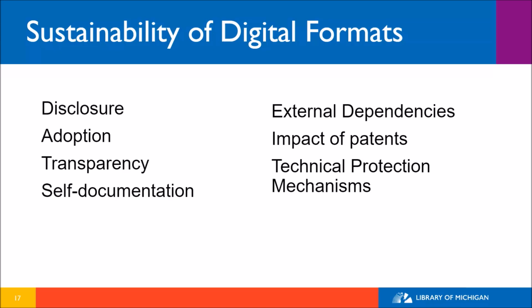The resource provides detailed information about hundreds of file formats and evaluates them on 7 factors: disclosure, adoption, transparency, self-documentation, external dependencies, impact of patents, and technical protection mechanisms. The Library of Congress also annually updates its recommended formats statement, which lists both preferred and acceptable file formats that they believe will best meet the needs of the library in its goal to provide access to the content into the future. Now, we're not going to dive into these resources, but if you're curious to learn more about various file formats or compare them, these are great resources for you to explore.